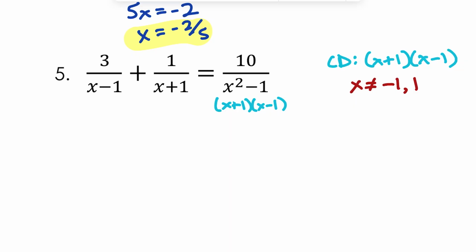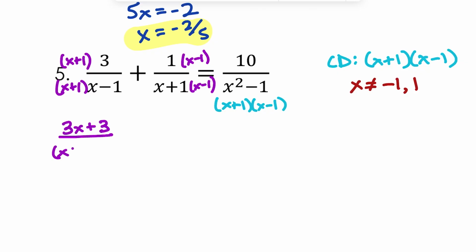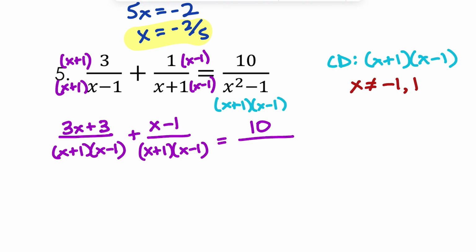So my first fraction has x minus 1 already. It needs the x plus 1. And my second fraction needs the x minus 1. And my last fraction to the right side has both, so I don't need to change it. So as I go down here, I'm going to distribute that 3. So I have 3x plus 3 over my common denominator plus, and if I distribute the 1 here, I'm just going to have x minus 1 over my common denominator. And then equals 10, because this one I'm just rewriting. It was already in good shape.